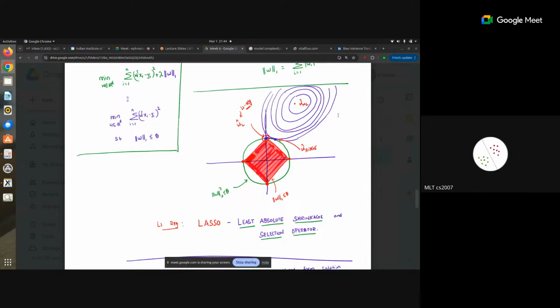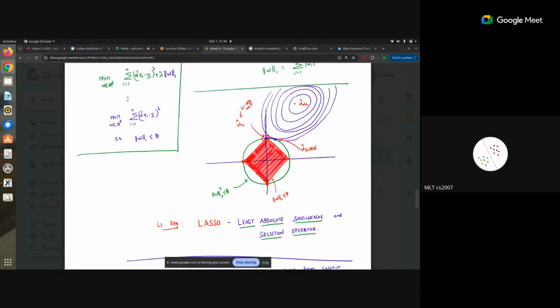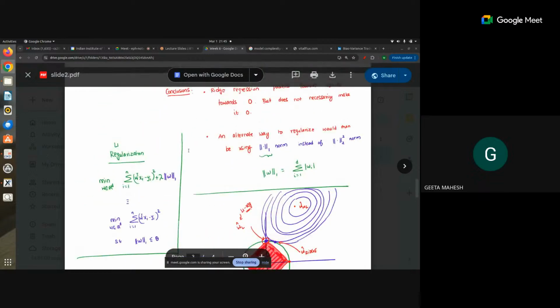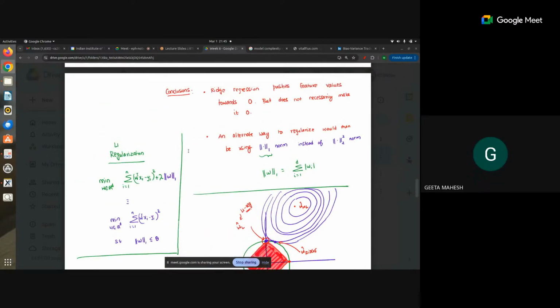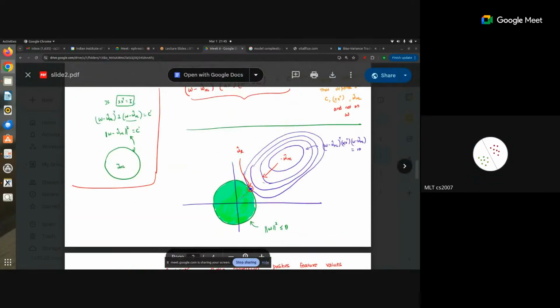It may touch the corner, but I am trying to say that it may even touch the boundary of the square also. I think it depends upon that X transpose X. There's one parameter which we set to one for determining whether it's a circle or an ellipse. That will determine the shape of the ellipse. Maybe we will talk about it at some point later.